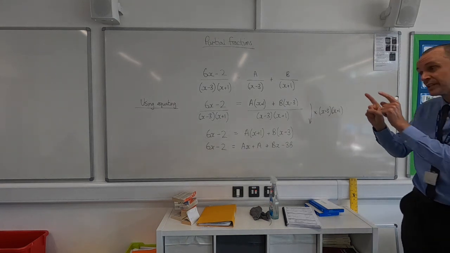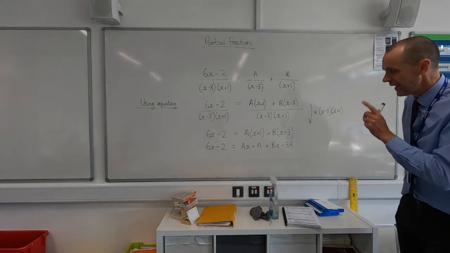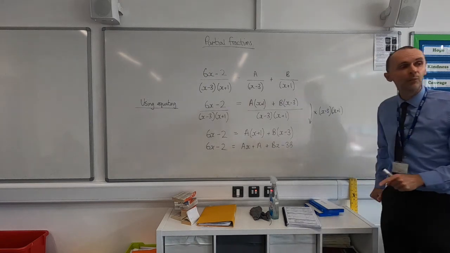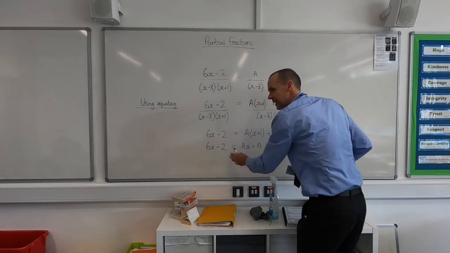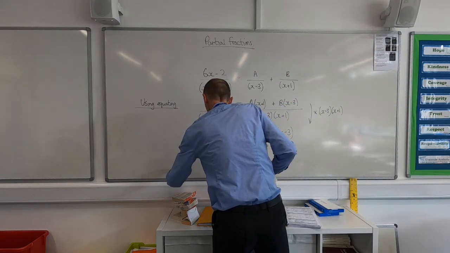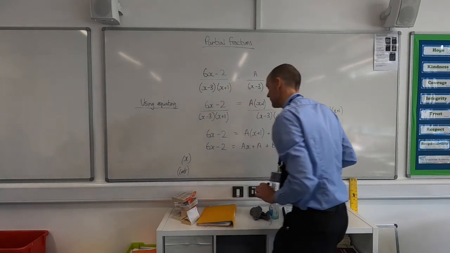And now I do this thing called equating. The equating process says that the equal sign tells me that this has got to be the same as this. And because I can't combine these, this is algebra and these are numbers, that means the number of x's on both sides must be the same, and the numbers, which I'm going to call constants, the constants on both sides must be the same.